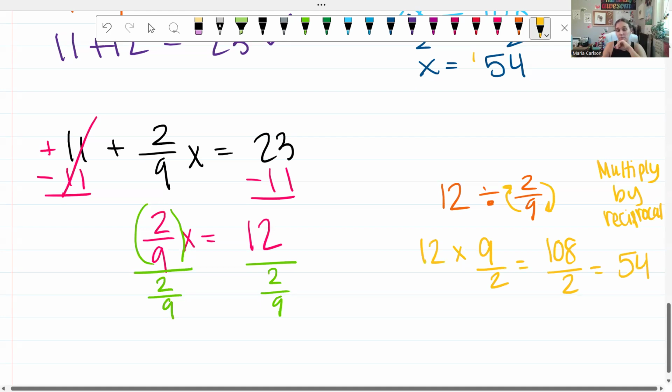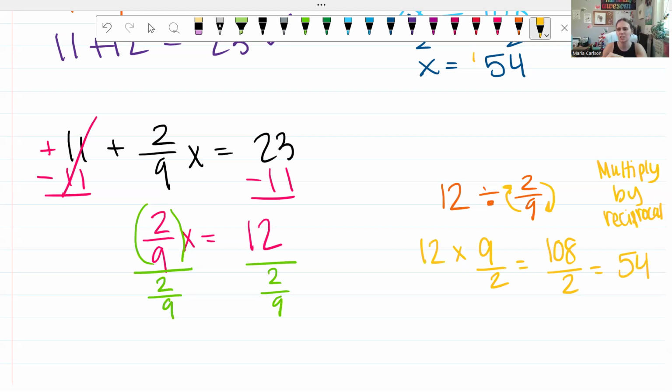So that's an alternative way of doing this problem. It's just a little bit different thinking of this 2/9 as a number that you could divide by, but it is just a number that is being multiplied to x. So we could divide by that number. It just gets a little bit hairy for a second, but then it turns out okay.